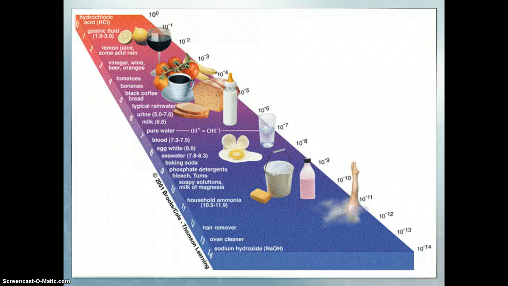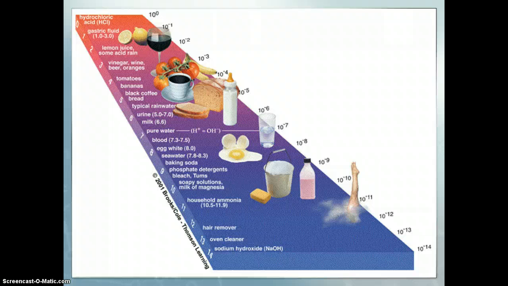So this is an example of our pH scale. We're going to learn more about the pH scale tomorrow. But what we need to know today is that it's a scale from 0 to 14. And let's look at some things on the scale. The upper half of our scale is going to be where our acids are. So things like stomach acid, that's gastric fluid, is very acidic. Lemon juice, you see the lemons, is acidic. Vinegar, wine, beer, oranges, tomatoes, bananas, coffee, bread, urine, milk, those are all acids.